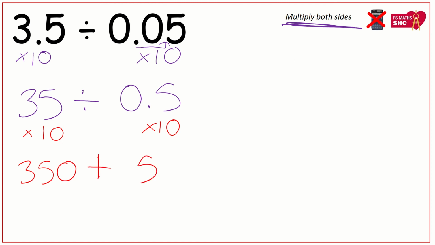So now I'm trying to solve... Oh, I don't know why it's done that. It's made a nice little cross there. Now I'm trying to solve 350 divided by 5, which is a bit easier to do.